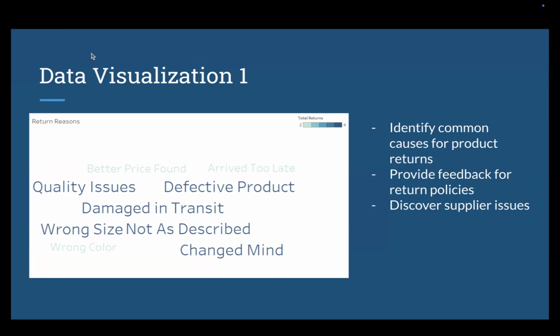Okay. Our first visualization is this word cloud here that indicates the common product and shipment issues that led to customers returning their products, where the color gradient and the size of the words indicate the frequency of cited return reasons. And then we can go to our next visualization now.